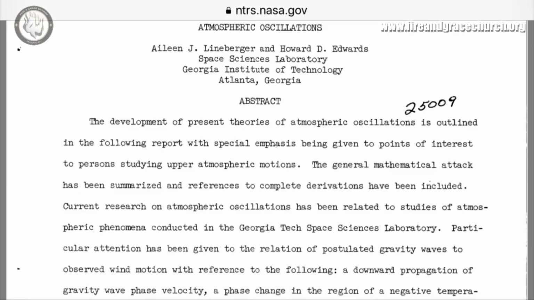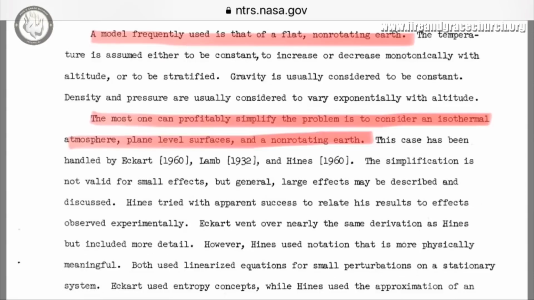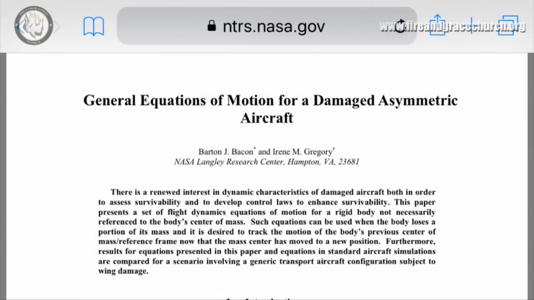It tells you the abstract, develop present theories of atmospheric oscillations. All right. A model frequently used is that of, everybody say it, flat, non-rotating Earth. The most one can profitably simplify the problem is to consider the isothermal atmosphere, plane level surfaces, and a non-rotating Earth. NASA.gov.